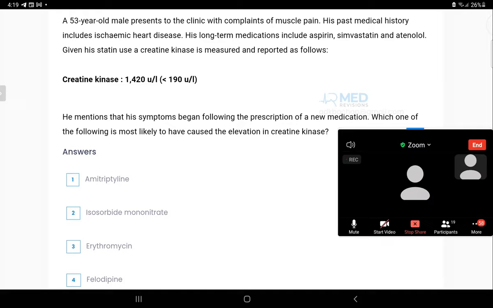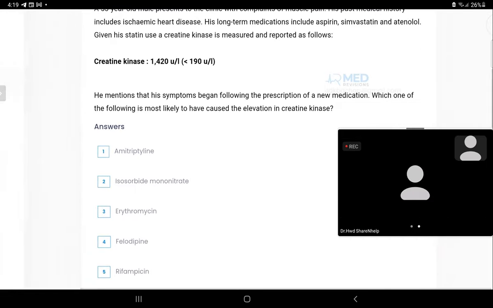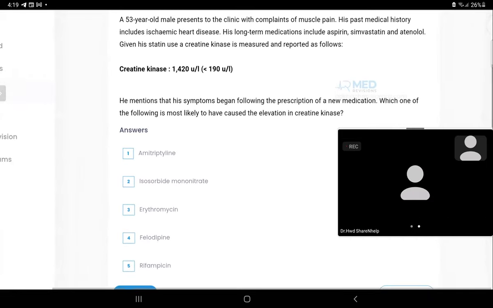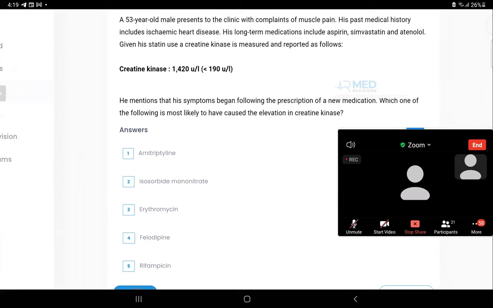This one says, which of the following is likely to have caused elevation of creatine kinase? This is a 53-year-old with muscle pain. They're taking aspirin, simvastatin, and atenolol. Which drug is going to cause an elevation in creatine kinase? Simvastatin with what can cause an elevation of creatine kinase? Which of the following drugs? Is it amitriptyline, isosorbide mononitrate, erythromycin, filgotinib, rifampicin?